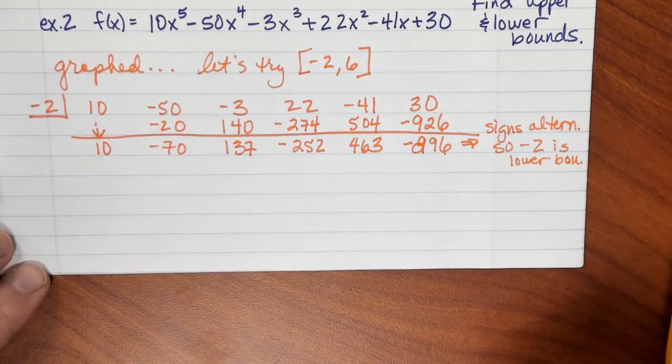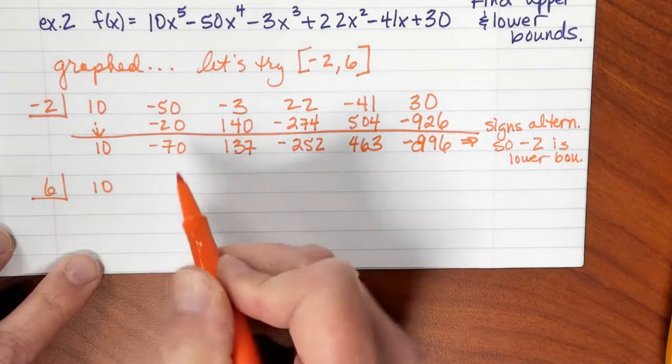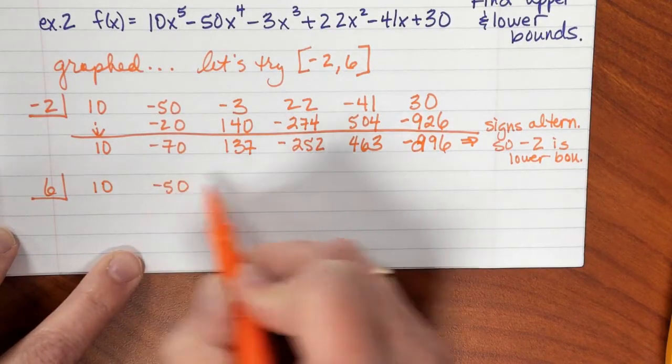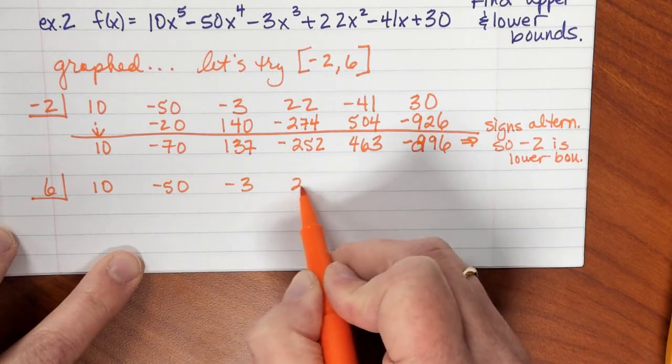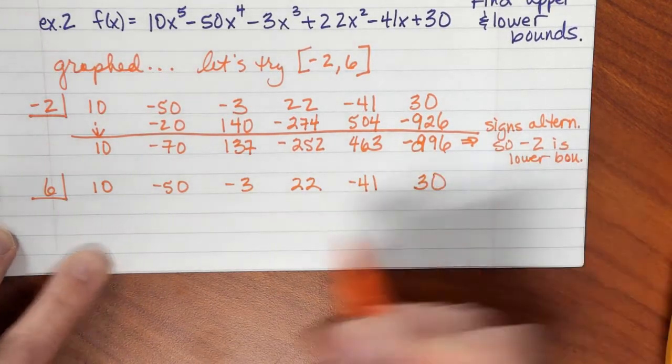Okay, let's test the 6. So 6, I have the same coefficients. I know I just blew through this. I caught one mistake. Let's see if I made any more.